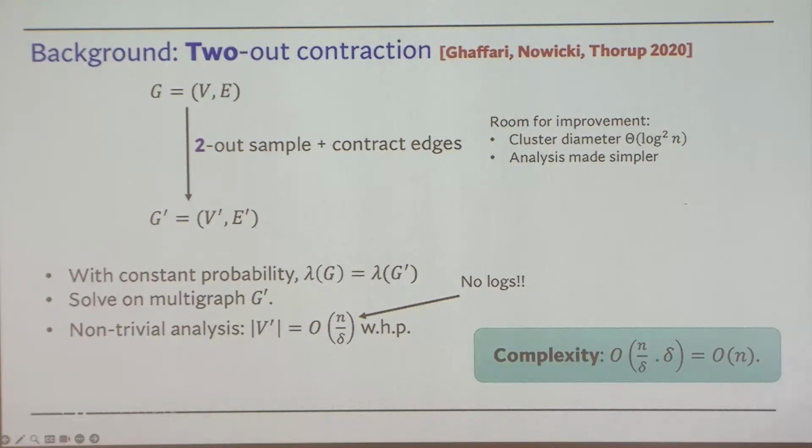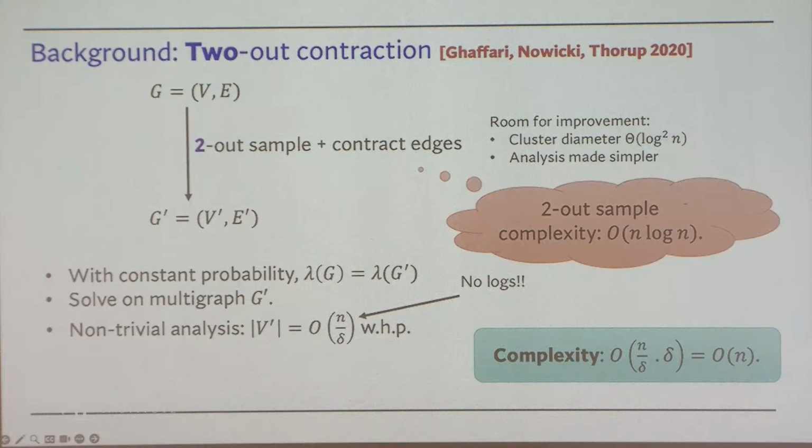So we are done, right, at this point. The problem, however, is how do you do the two-out sample? You can, of course, do it in n log n, because you can sample edges with log n, and there are n vertices on which you have to sample, so you have to somehow get that down.